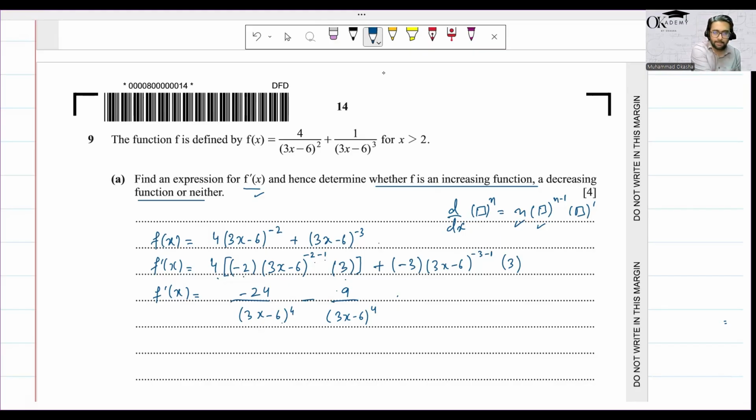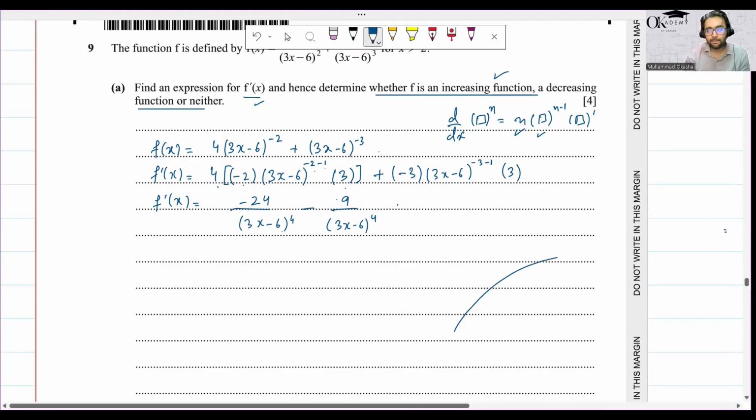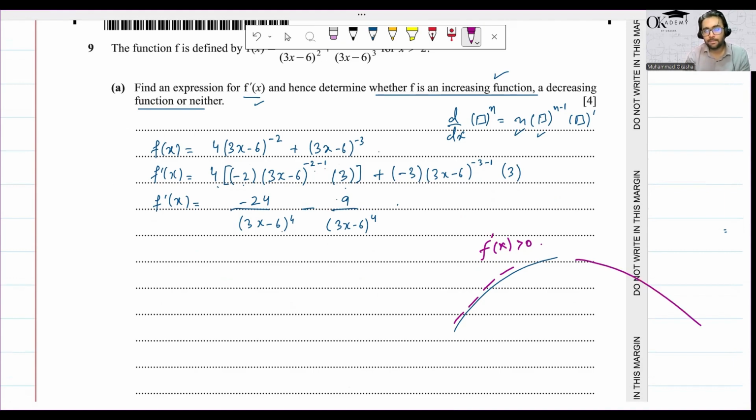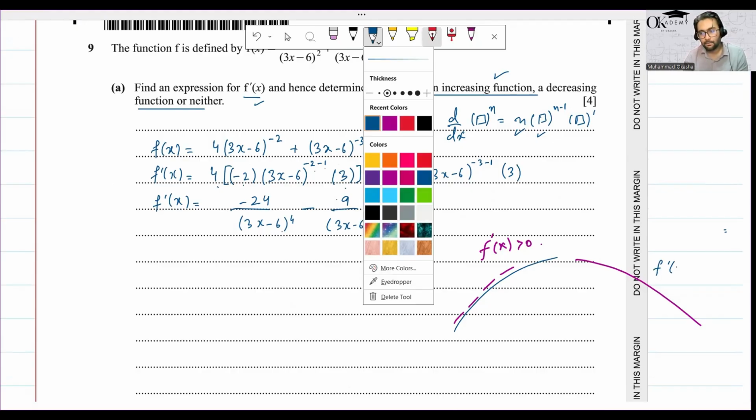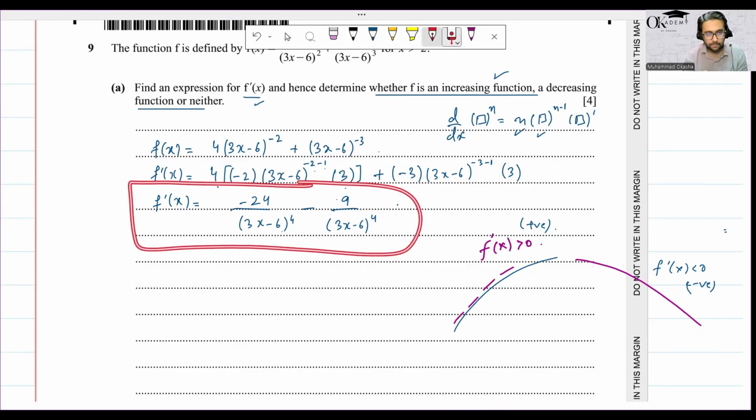Now the next part asks whether f is an increasing function. If a function is increasing, the f prime of x, the gradient of the tangent, is positive. If a function is decreasing, the gradient of the function is negative throughout, less than 0. Now let's analyze this, because we now have the gradient of the function. Let's analyze whether it stays positive or negative throughout. We'll analyze it very carefully.